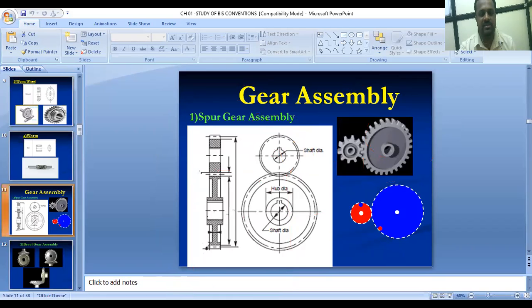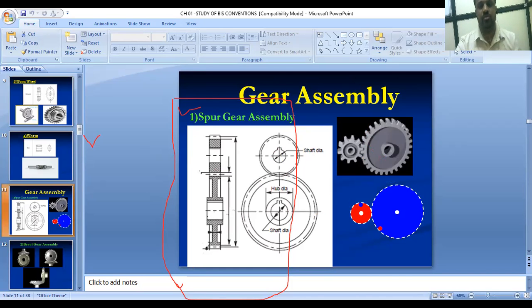You have to remember this convention and write it down in the examination. They will ask you the question: draw the conventional representation for the spur gear assembly. At that time we have to remember this convention. You have to write down this convention, and this is the section. Understood?